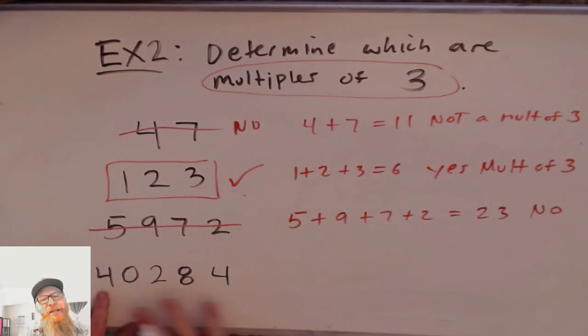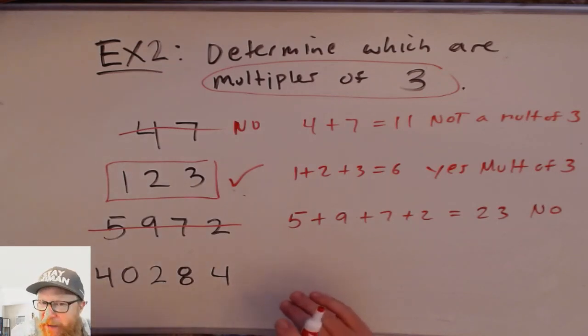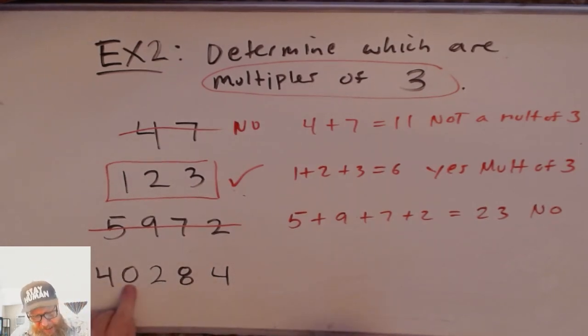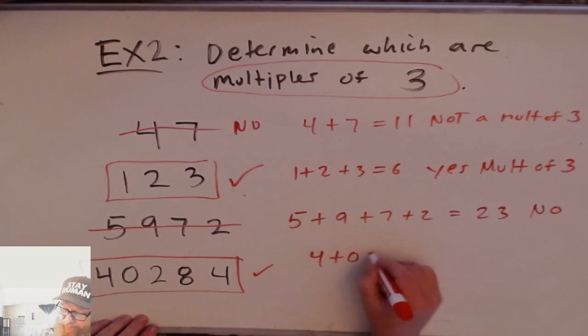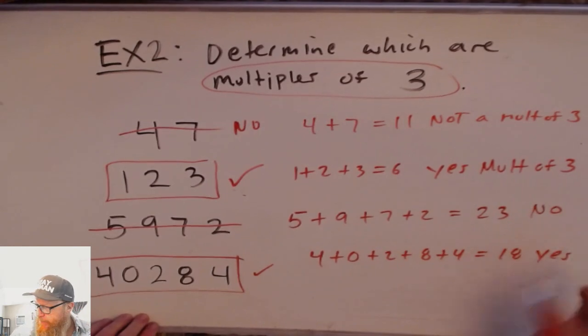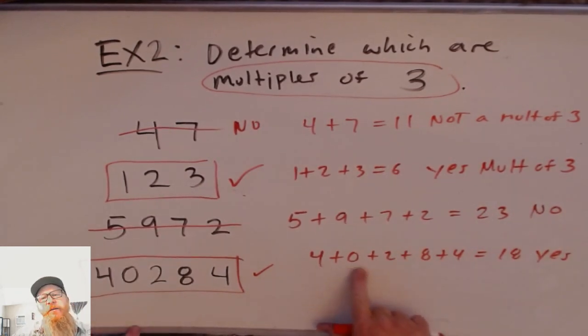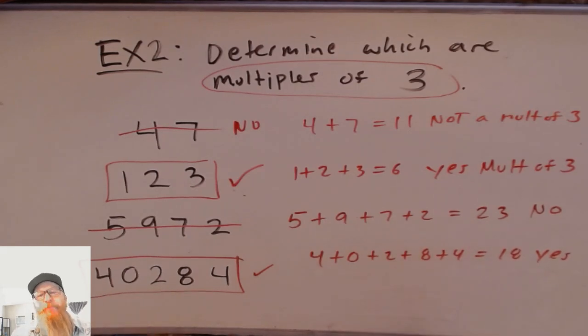All right, this is the one I was sort of struggling with. Just to make sure I wrote it down correctly, I made that mistake before. 4 plus 0 is 4. Plus 2 is 6. Plus 8 is 14. Plus 4 is 18. So yes, that one's a multiple of 3. Let me double check that. 4 plus 0 plus 2 is 6. 14 plus another 4 is 18. Yep, that's 18. Multiple of 3. So these are the two multiples of 3.